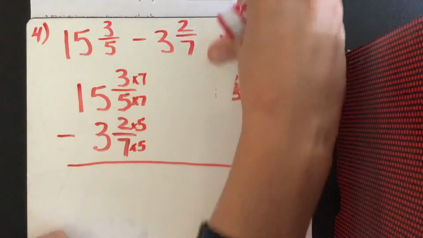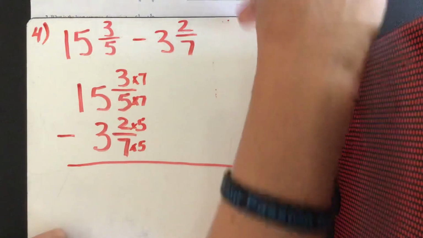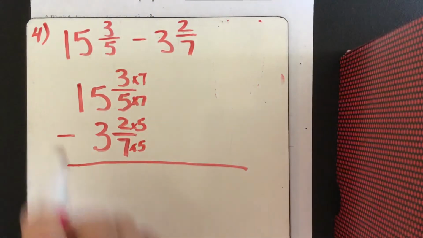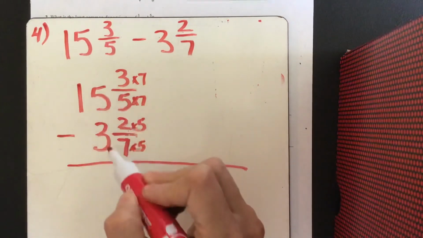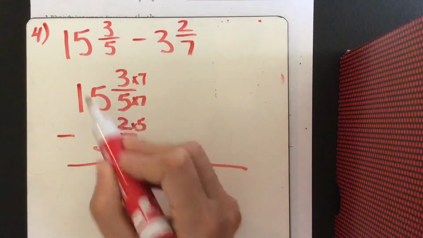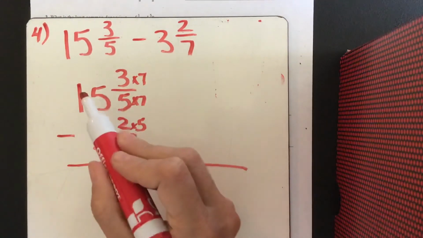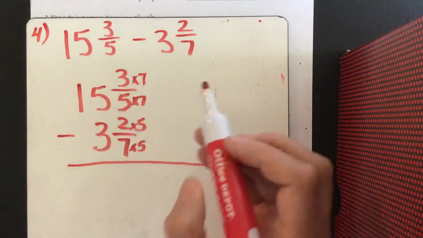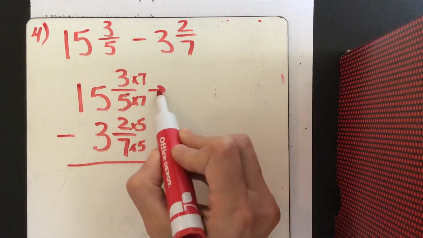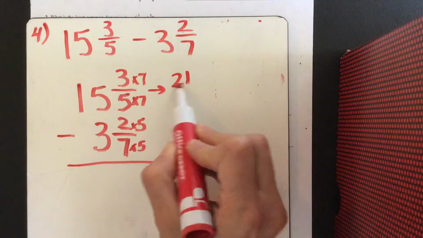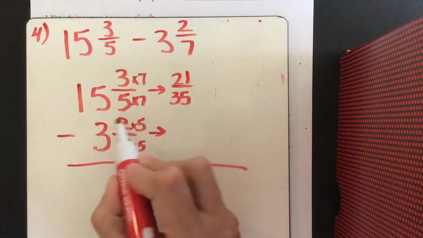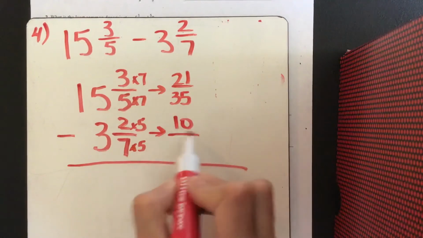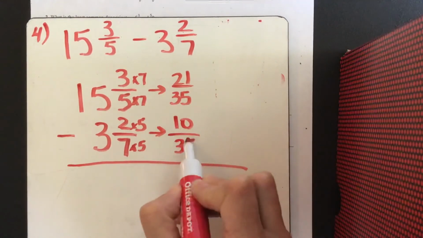Okay, I'm going to erase this so I have some more room. All right, so least common denominator. I'm going to leave the whole numbers alone. I'm not messing with those right now. We'll get to those in the later steps. Let's just look at the fraction. Okay, so this becomes 21 over 35. And this becomes 2 times 5 is 10. 7 times 5 is 35.